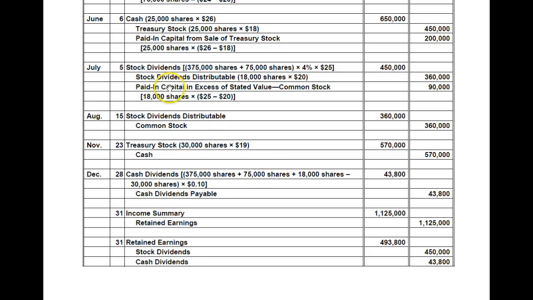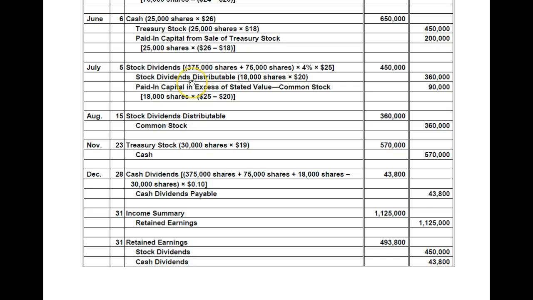No, we're good. So now I have stock dividends, and those dividends are at 4%, and the market value right now is $25 for the shares. So that becomes our cost of the whole stock dividend. How many shares do we have outstanding now? Well, if you look at that actual T account, we have 375,000 plus 75,000 times the 4%. So that's 18,000 shares that we're going to distribute in the stock dividend, times 25.